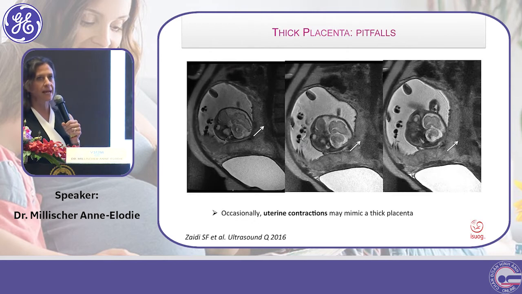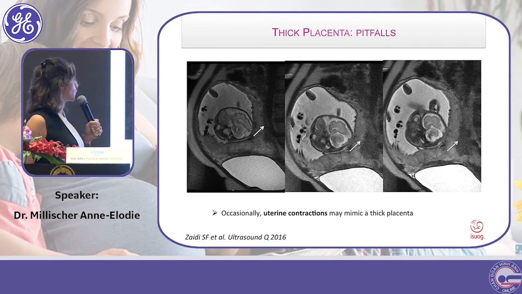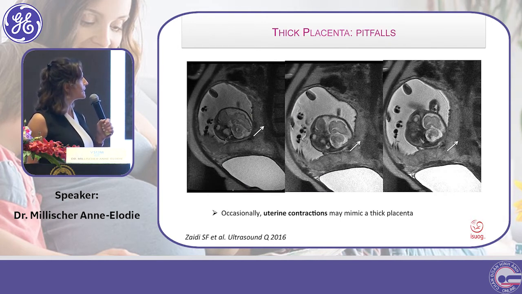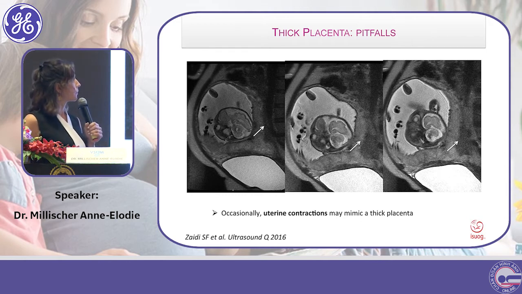With MRI, sometimes we can misdiagnose a fake thick placenta, which is just due to a contraction, as you can see on this picture. Trên MRI đôi khi mình sẽ bị nhầm lẫn đó là một cái bánh nhau dày, nhưng mà đó là do cái cơ tử cung nó co lên, làm cho mình có cảm giác bánh nhau nó bị dày.